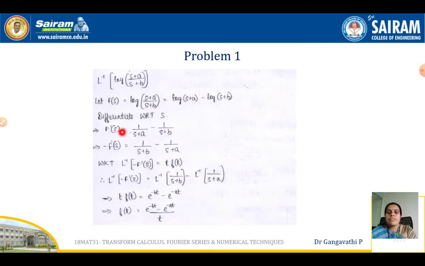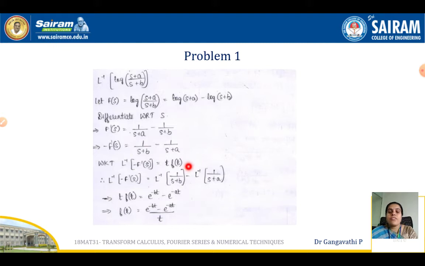When we do it for the first time, my F dash of s is this, and multiply by minus, because minus 1 to the power of n is also there. Since we have differentiated for the first time, you can introduce one minus. That is the reason we have multiplied by minus here: 1 by (s plus b) minus 1 by (s plus a). Now you can apply the L inverse on both sides. Take L inverse. So L inverse of minus F dash of s is equal to t into f of t.